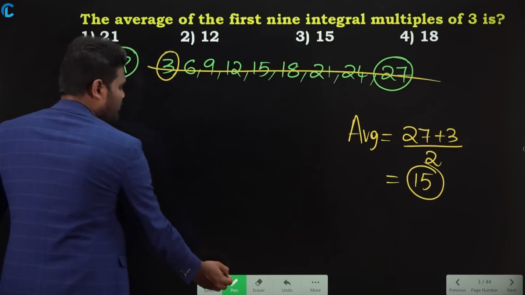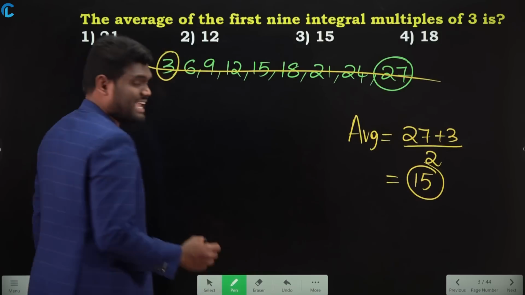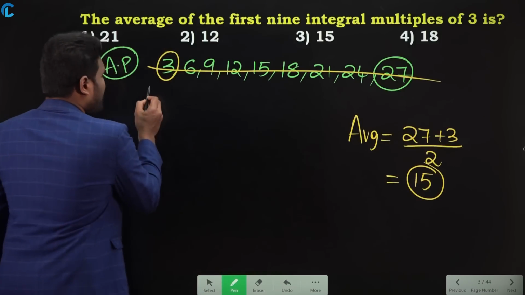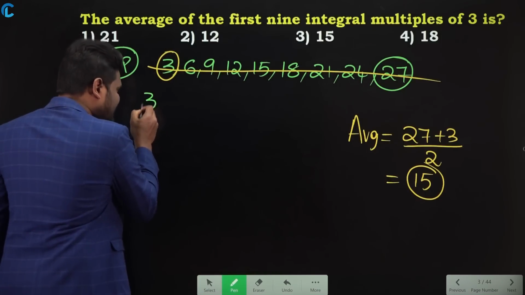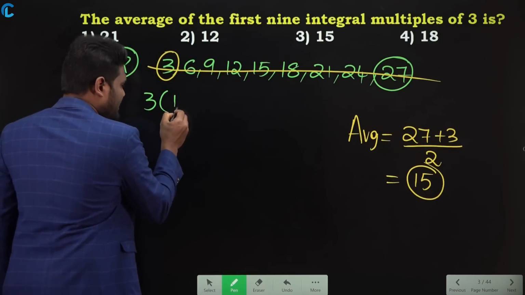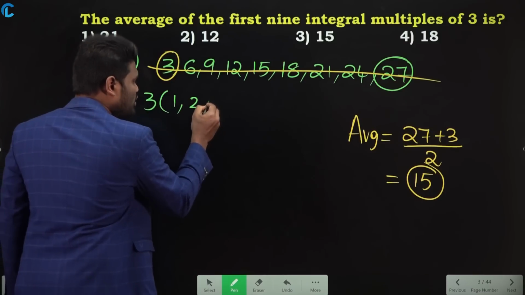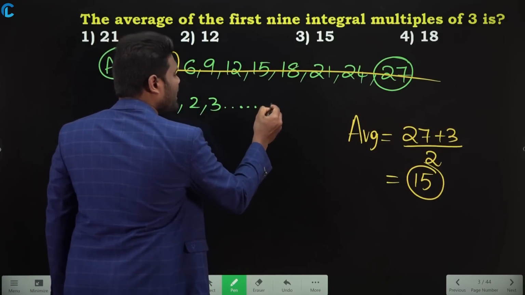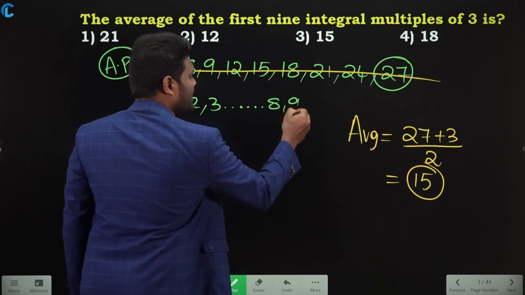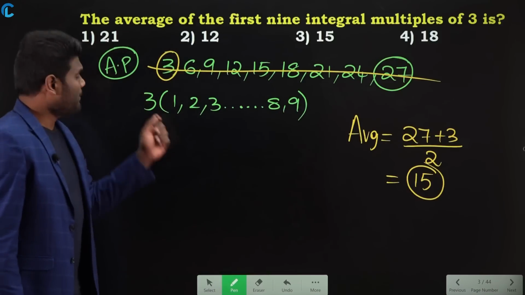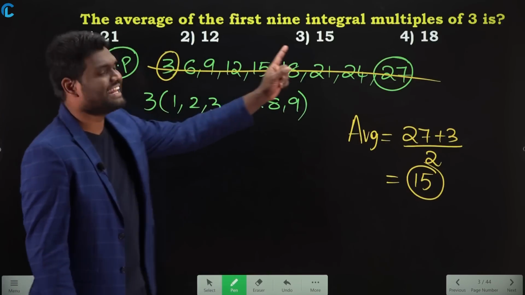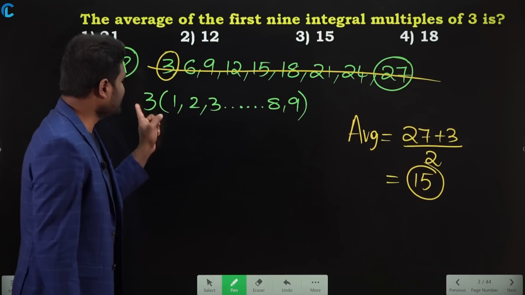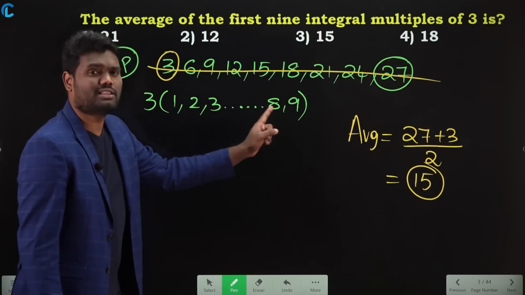Why? Because if you look here carefully, the question is saying multiples of 3. Multiples of 3 means if I take 3 common, this is going to be 3 into 1, 3 into 2, 3 into 3, and so on, till 3 into 9. Why? Because we need multiples of 3 till 9. So 3 into 1, 3 into 2, 3 into 3, so on, 3 into 9.